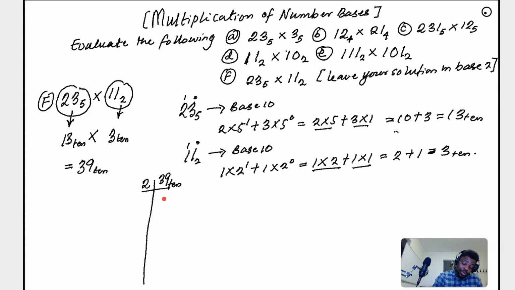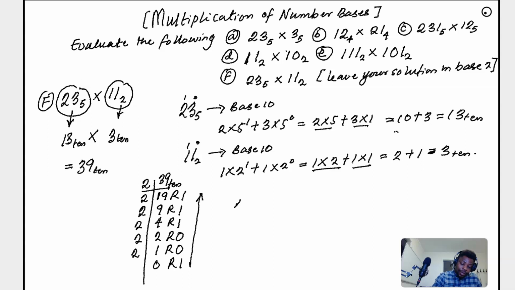So we are dividing by 2. So how many 2 can you get in 3? 1. 2 in 19, that is 9, remainder 1. 2 in 19, that is 9, that is 18, remainder 1. 2 in 9, that is 4, which is 8, remainder 1. 2 in 4, that is 2, remainder 0. 2 in 2, that is 1, remainder 0. 2 in 1, 0, and it puts 1 here.